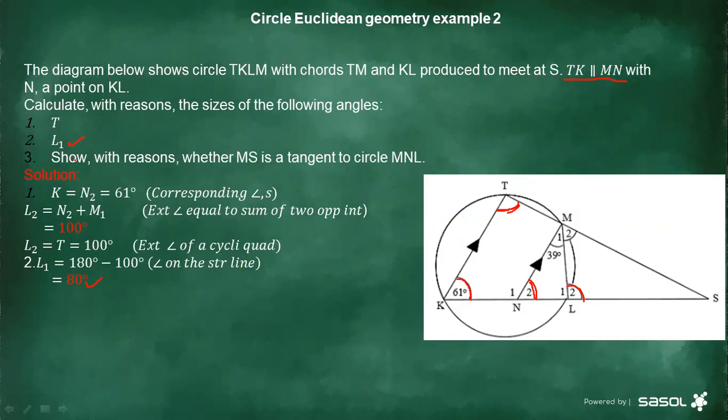And then number 3, show with reasons whether MS is a tangent to circle MNL. Where is MS? You can see it is this line here. Then surely we have to prove this angle is equal to this one. Tan chord. We're going to use tan chord there.